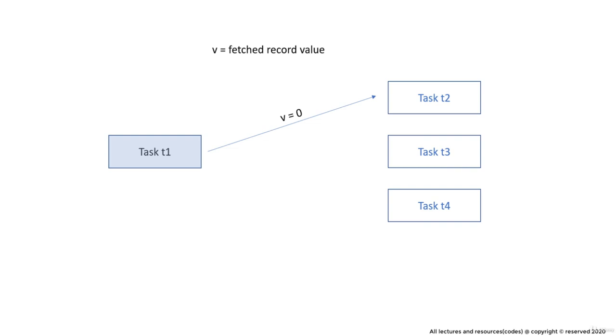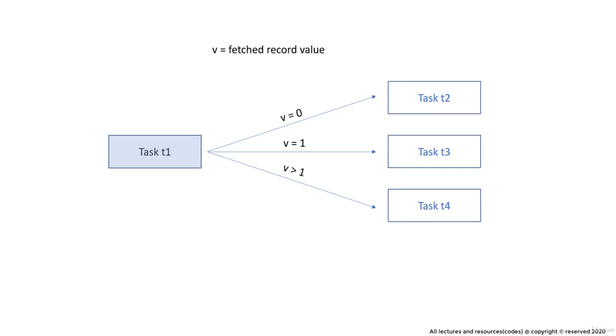If the value fetched v is equal to 0, then perform the task T2 while discarding T3 and T4. If it is 1, then go and execute task T3 while discarding T2 and T4. And in case the fetched value is greater than 1, then execute task T4. Guys, this is a very generic example I have put.